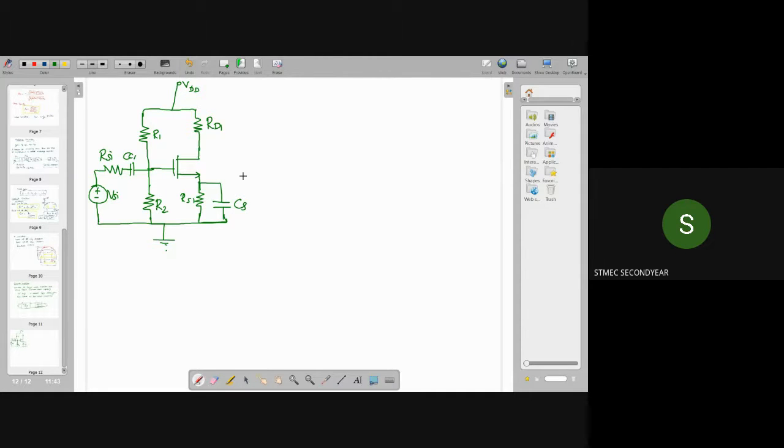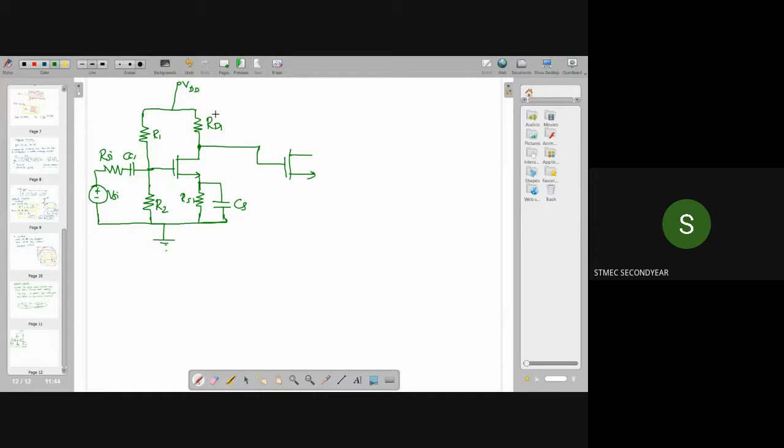Now I am cascading together with a source follower. That is, from this point I can take the output, right? So this is my, let us say VO1. Okay, so from this point I can take the output. Now this output is given to the input of next stage. That is, in next stage I am taking a source follower circuit. Okay, for a source follower circuit, a circuit will be like this.